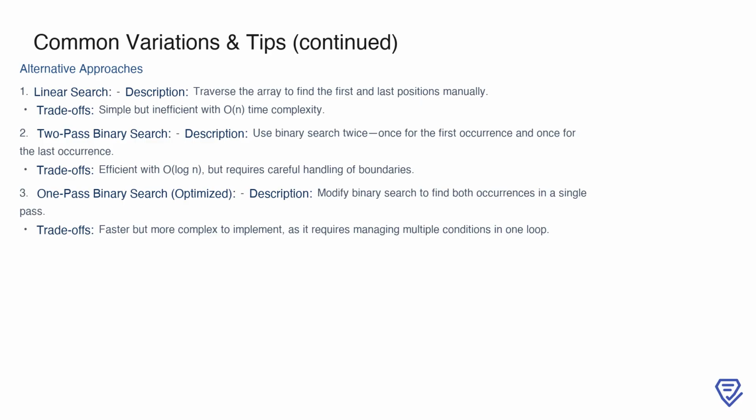This involves running binary search twice, once to find the first occurrence of the target and then again to find the last occurrence. While this method achieves O(log n) time complexity, it does require careful handling of boundary conditions in both passes. Lastly, there's the one-pass optimized binary search, where you modify the binary search logic to find both occurrences in a single pass. This approach is faster but more complex to implement, as it requires managing multiple conditions within a single loop. Choosing the best approach depends on the problem requirements and your comfort with implementation complexity.